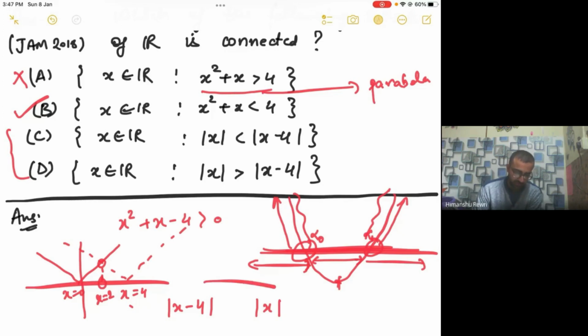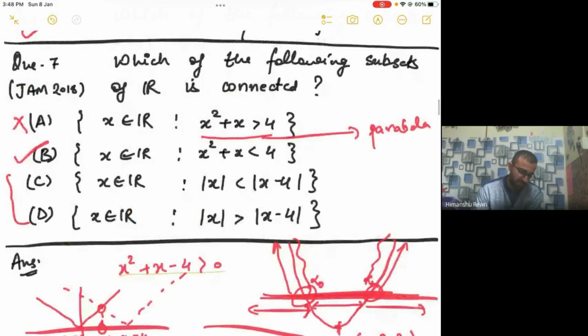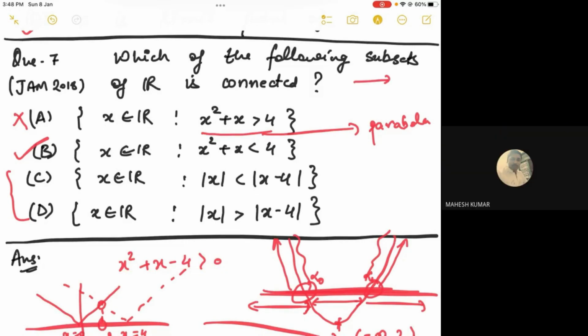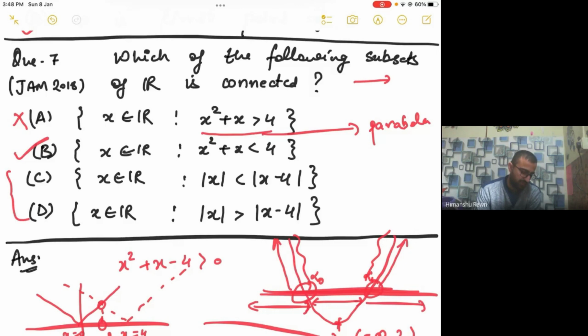So this is one way of doing this question. The interval for the first part comes out to be minus infinity to 2, and for the second it comes out to be 2 to infinity. Okay, so is this question number 7 clear? Yes. So the correct options are option B, C, and D.